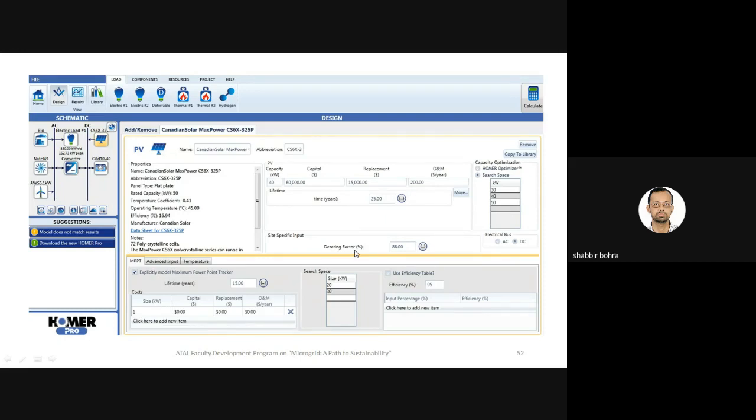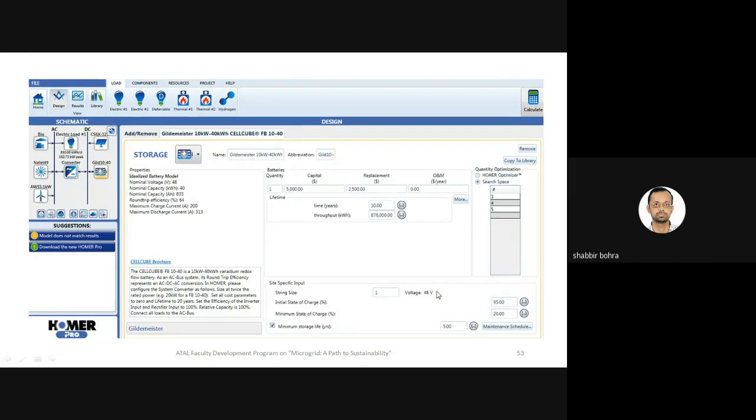And the derating factor for this particular model and for this manufacturer is found to be around 88%. So that is being given. And this is the search space for MPPT. Lifetime of this particular MPPT controller is 15 years, and the search space is 20 and 30. The efficiency of this MPPT controller is 95% being considered.